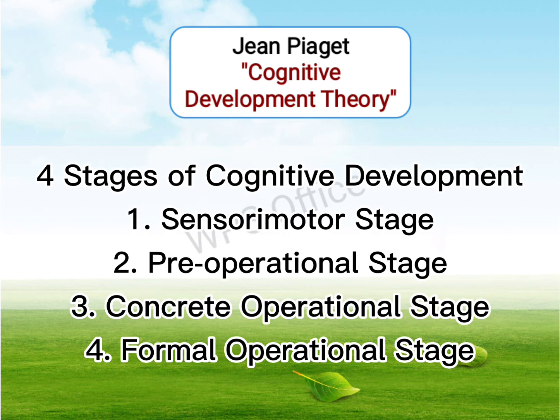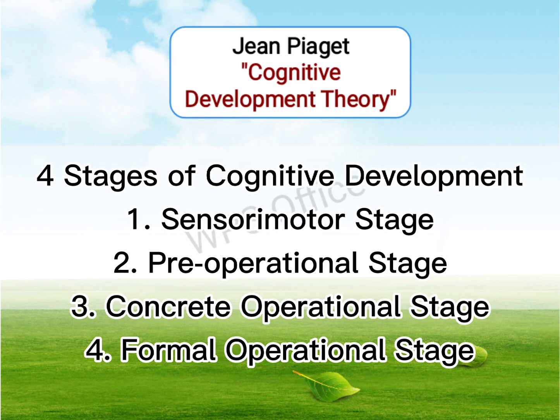Next is the pre-operational stage. This is the period between ages 2 and 6 during which a child learns to use language. During this stage, children do not yet understand concrete logic, cannot mentally manipulate information, and are unable to take the point of view of other people.